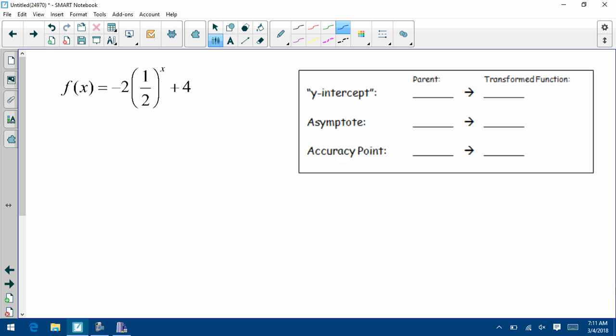Okay, so first step is to find the parent function. So what would you say the parent function is here?